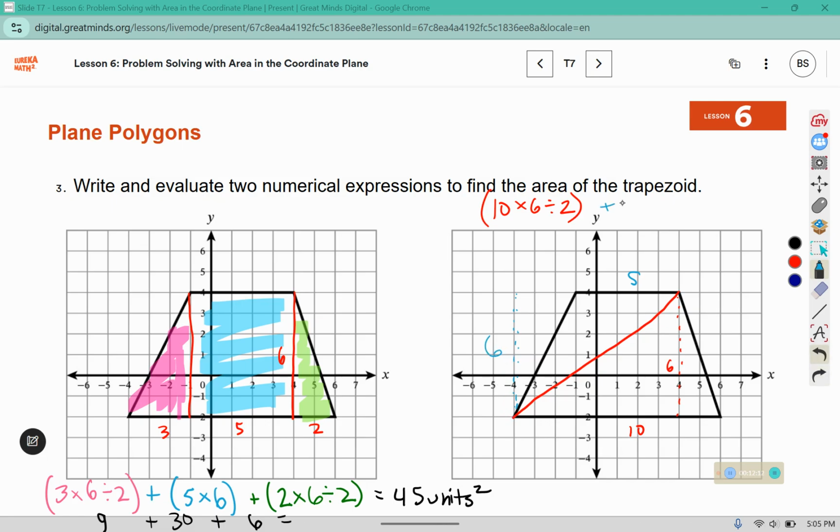So this is base of 5, height of 6, divided by 2. 10 times 6 is 60, and 60 divided by 2 is 30. 5 times 6 is 30. 30 divided by 2 is 15. And 30 plus 15 is 45. Again, that's units squared. So either way that you decompose these trapezoids, you still arrive at the same area of 45 units squared.